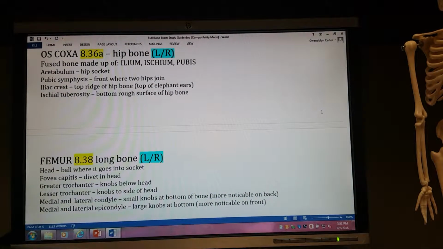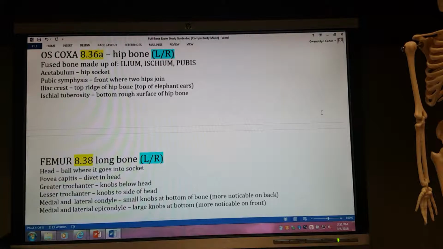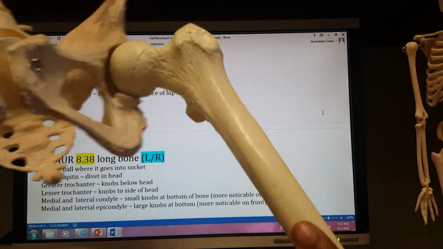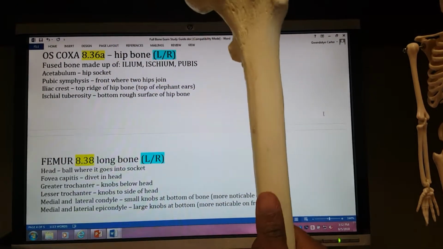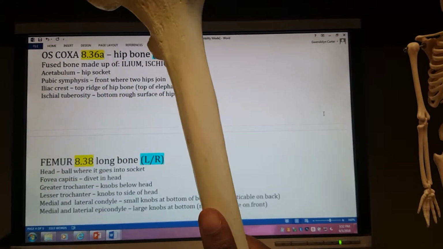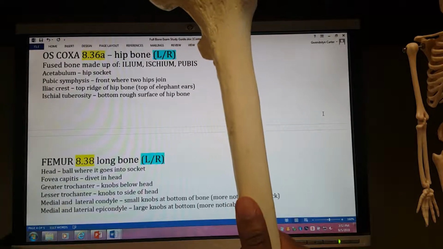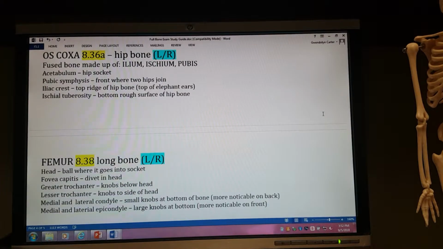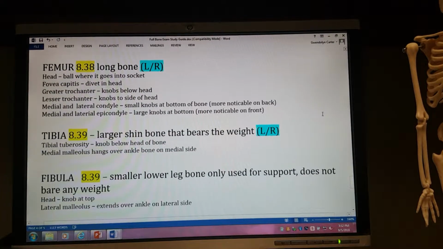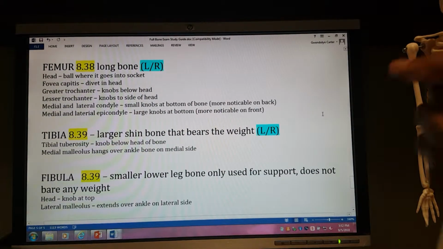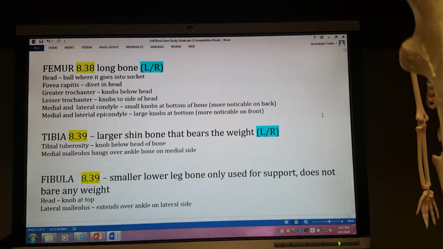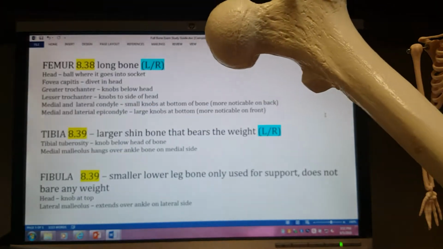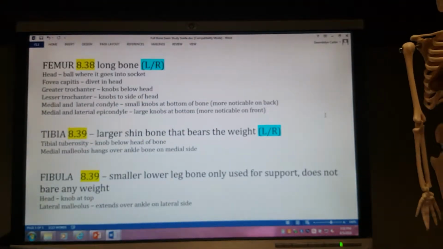Okay, so the next bone is the femur, again making an articulation or joint with your hip bone at the acetabulum. So your femur is one of the largest bones in your body. Very long bone, hint hint. Okay, so femur is a long bone. You will have to be able to know left or right from that one as well. The big ball at the top, that's the head of your femur. It's going to go into your hip socket.